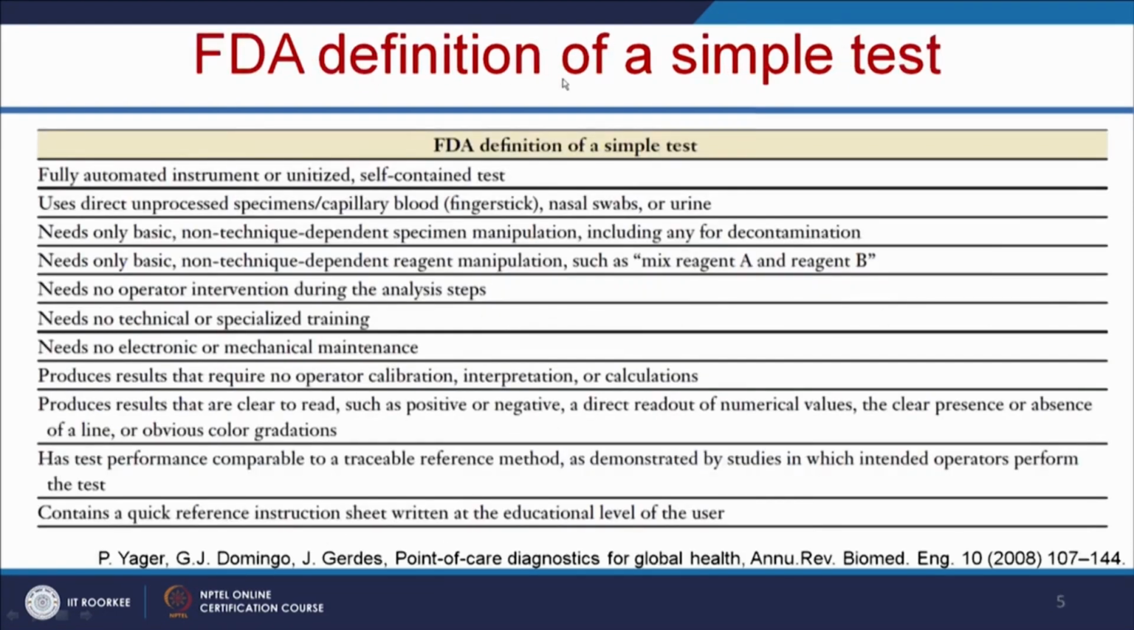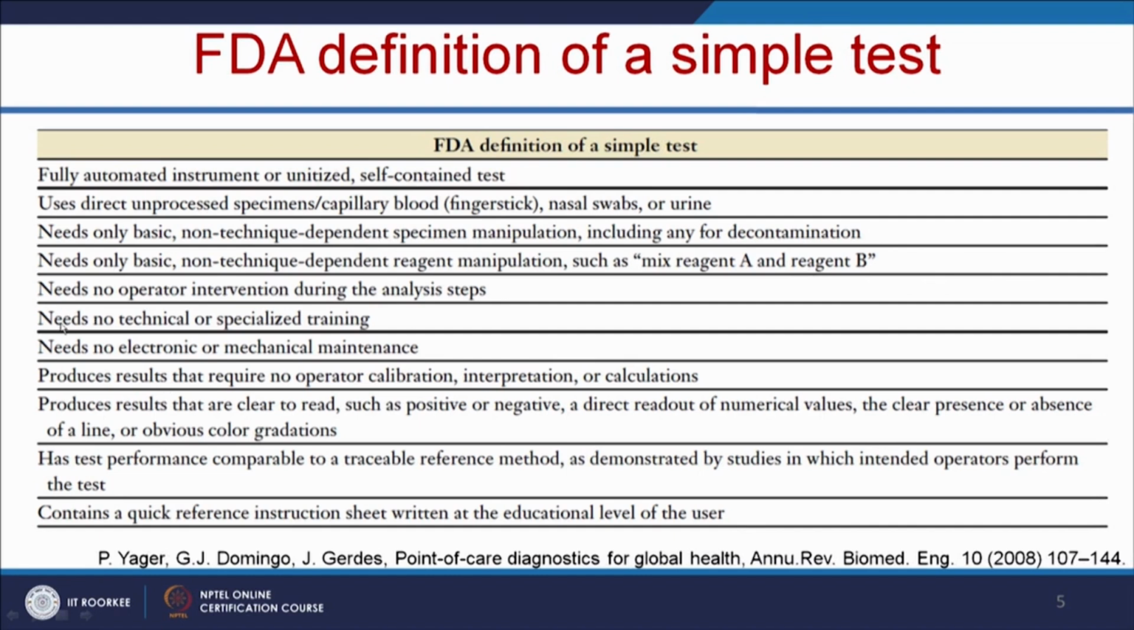So let us see the FDA definition of a simple test. According to the FDA, a simple test should be a fully automated instrument or self contained test, and it could allow the use of direct unprocessed samples. For example, you can use blood or nasal swabs or urine sample directly, and it needs only basic non technique dependent reagent manipulation. For example, mix reagent A and mix reagent B, you will get the result.